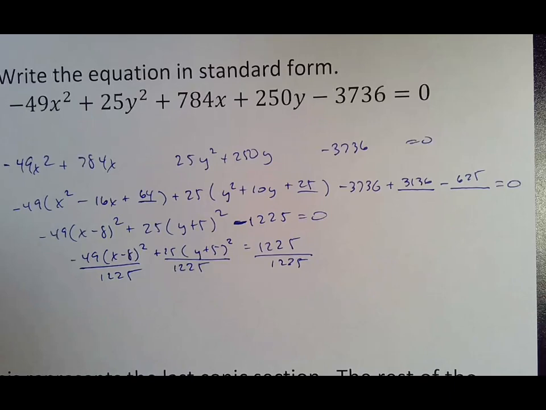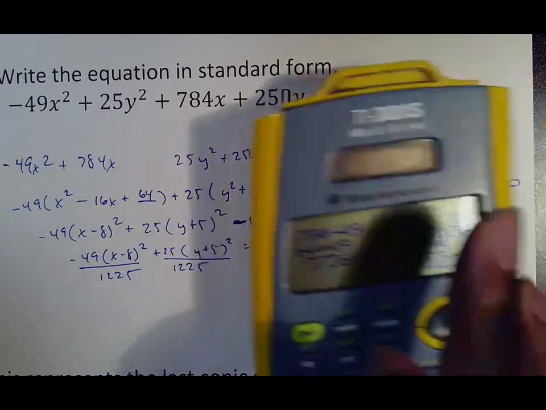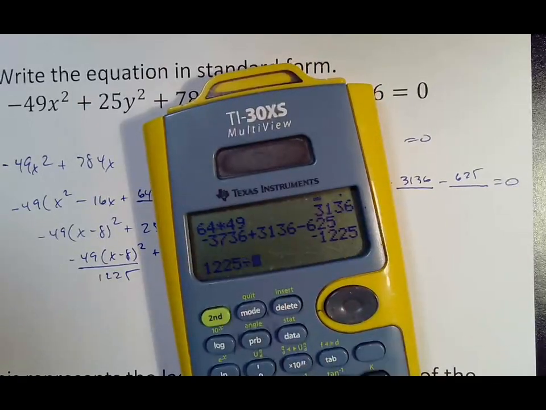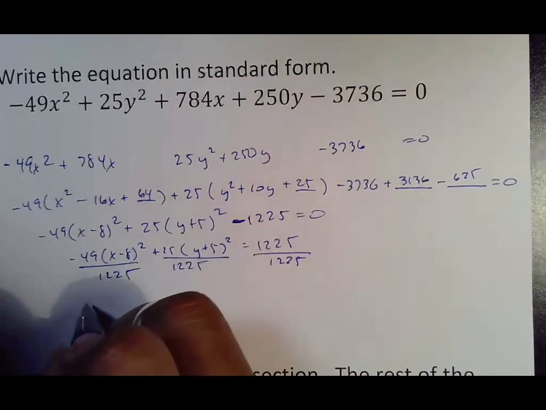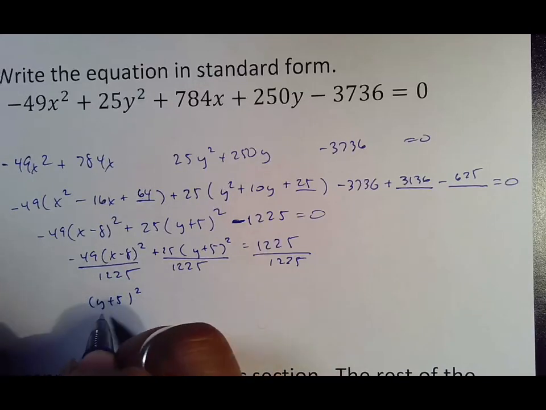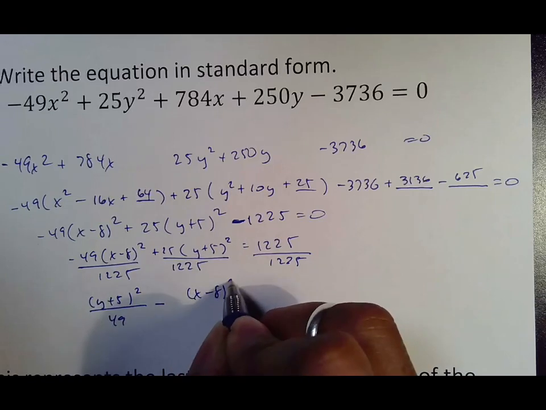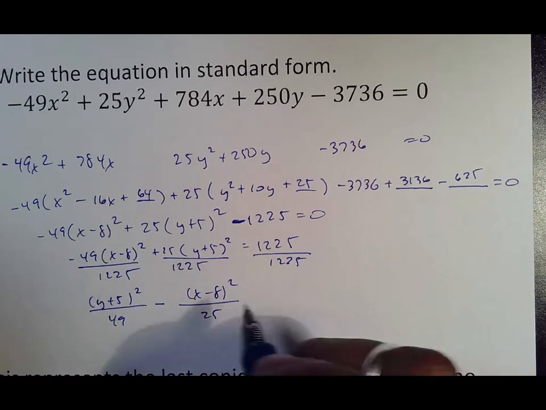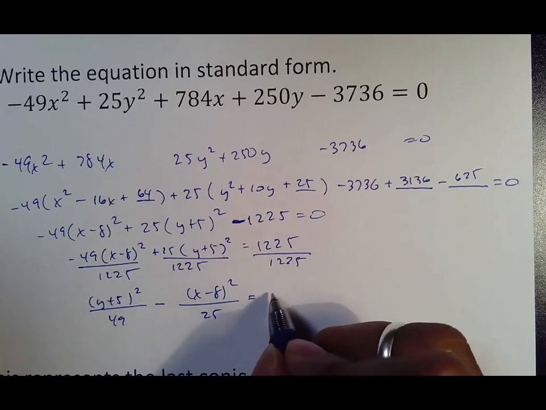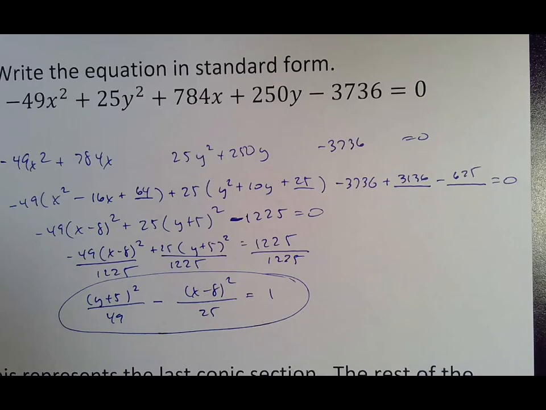And I'm going to write this in the real standard form, which means I know this is going to be negative, so I'll put my y first. Anyway, 1225 divided by 25, I'm assuming it's 49. There it is. So it'll be y plus 5 squared over 49 minus x minus 8 squared over 25. Again, be careful taking too many shortcuts, because you want to bring that number down, equals 1. And there you would go.